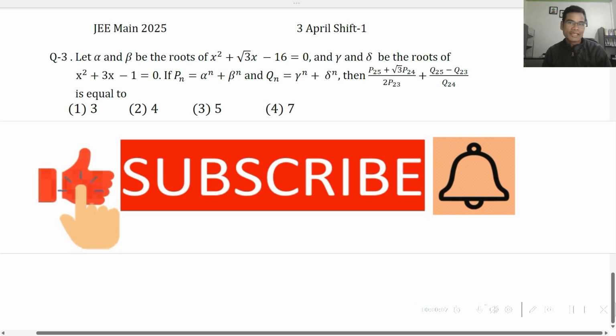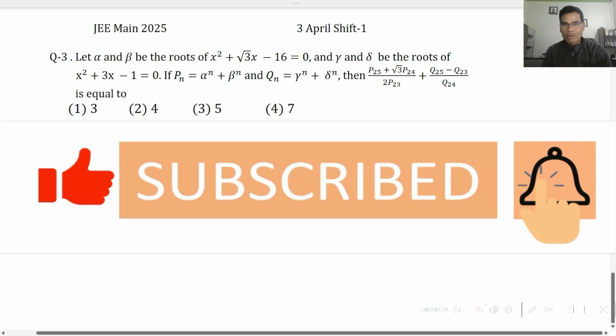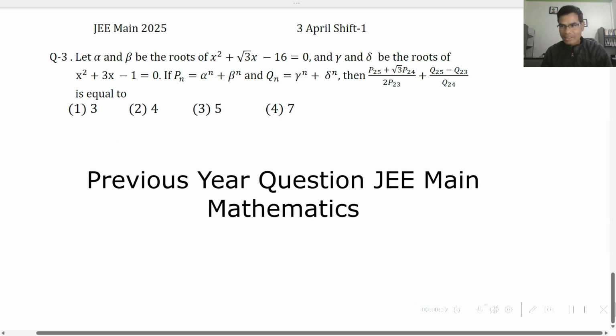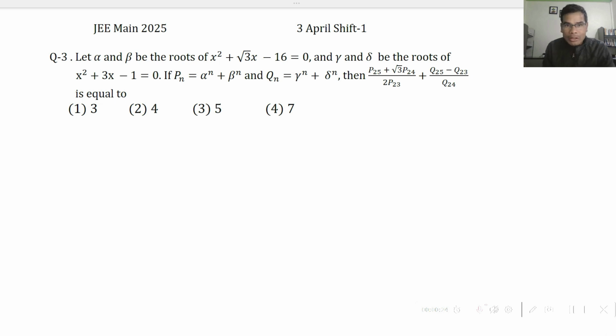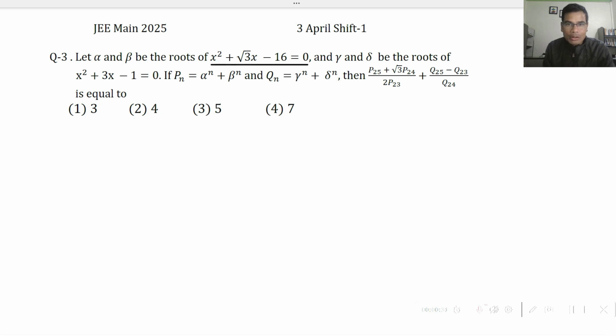So in this session, I will give you the detailed solution of this quadratic equation problem from the previous year's question of JEE main exam. So let us see straight away the solution of this question. So here we have a quadratic equation which is x square plus root 3x minus 16 equal to 0, where alpha and beta are the roots or the solution of this quadratic equation.